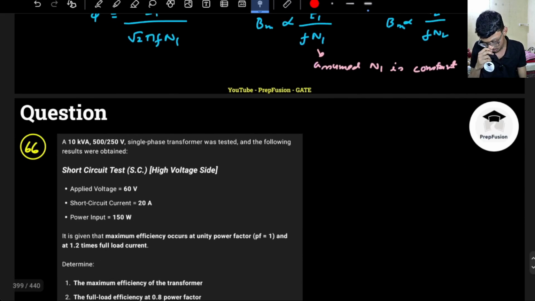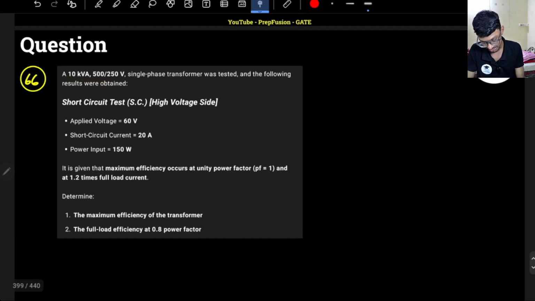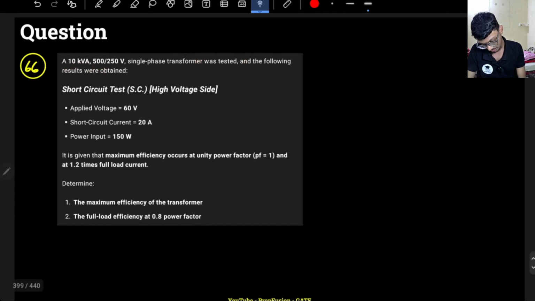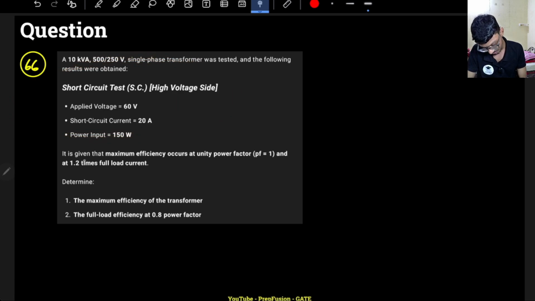Okay, so let's solve this question. A 10 kVA 500/250 volt single phase transformer was tested, and the following results were obtained. This is the short circuit test. It is given that the maximum efficiency occurs at unity power factor and 1.2 times the full load current. So actually it occurs at more than the full load current. So that is a possibility.